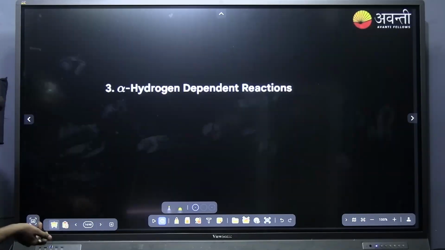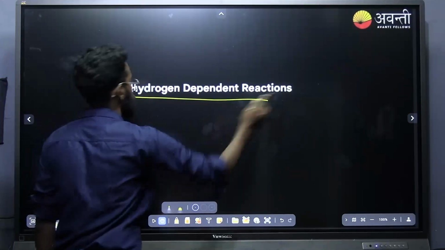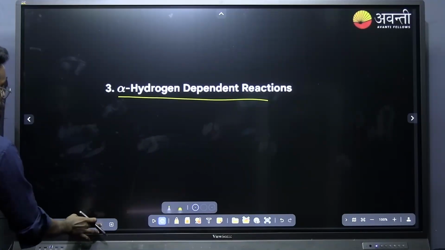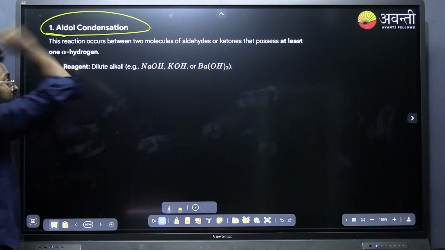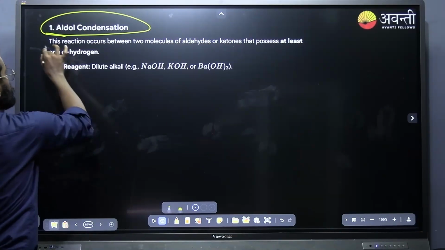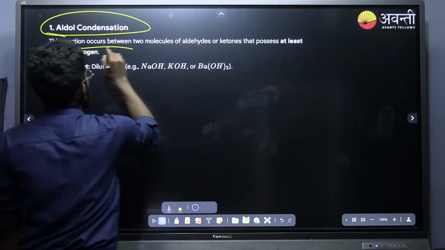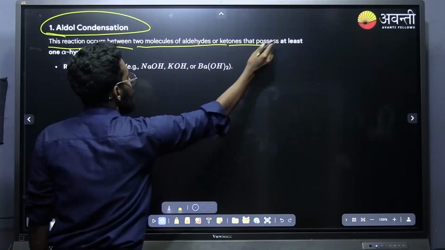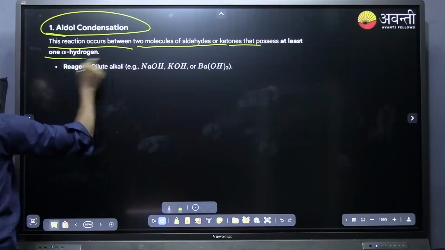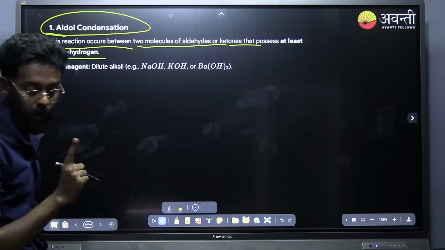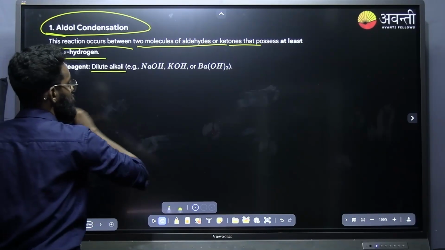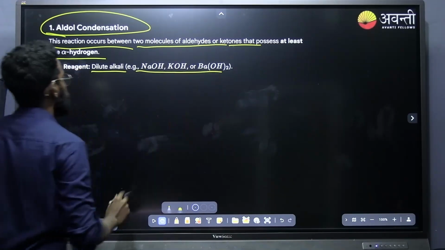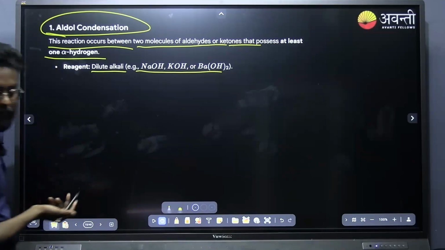Well, good. Next is alpha hydrogen dependent reactions. What are the alpha hydrogen dependent reactions? First one is aldol condensation, a very important one. How does the aldol condensation reaction occur? The reaction occurs between 2 molecules of aldehyde or ketone that possess at least 1 alpha hydrogen. There should be a minimum of 1 alpha hydrogen. That is the condition. And the reagent is dilute alkali in the presence of heat.